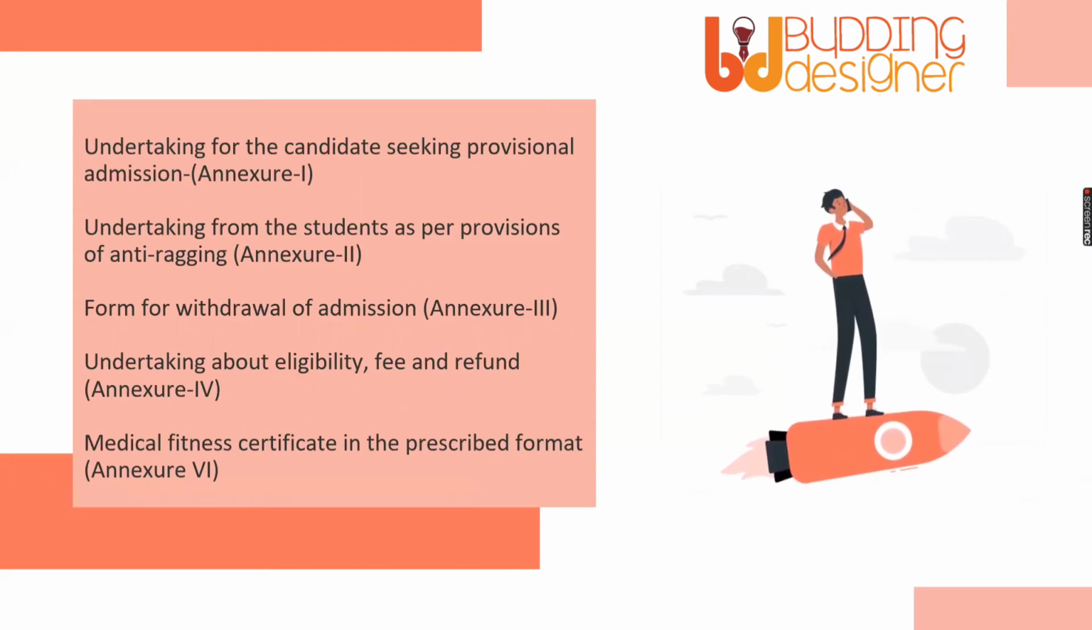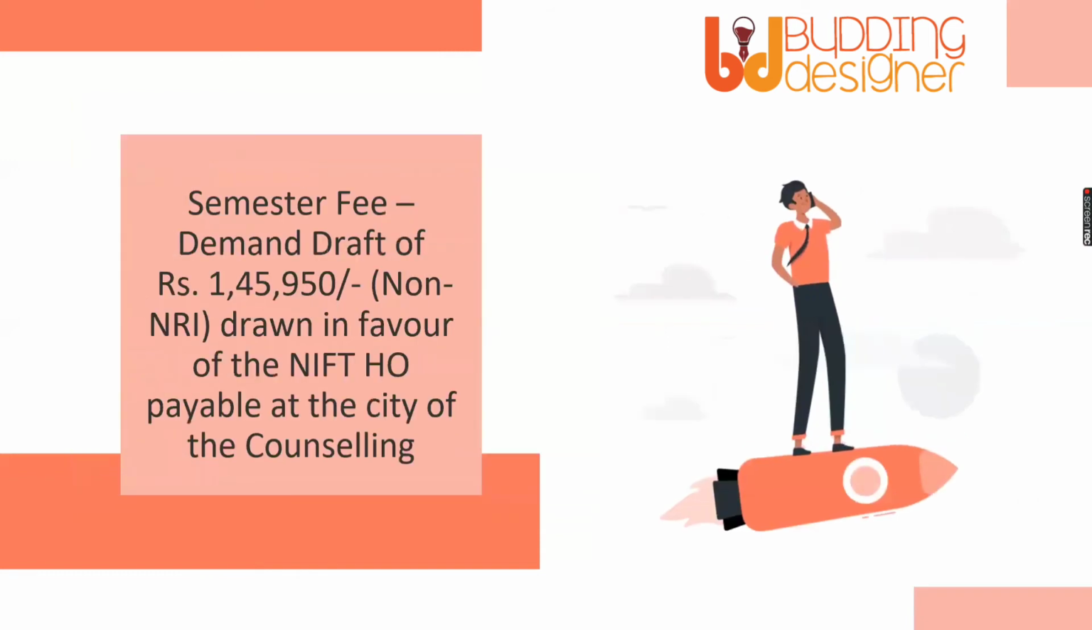Undertaking from the students as per the provision of anti-ragging, Annexure 2, is required. Form of withdrawal of admission, Annexure 3. Undertaking about eligibility, fee and refund, Annexure 4. Medical fitness certificate in the prescribed format, Annexure 6.